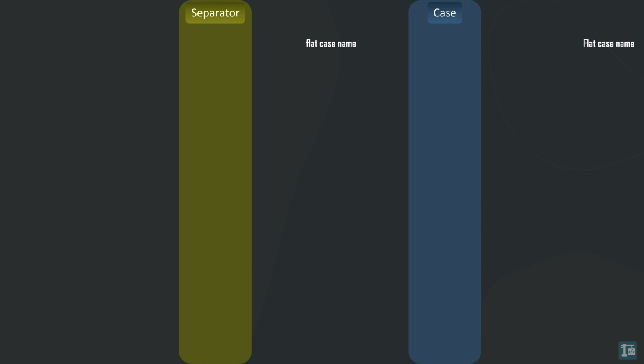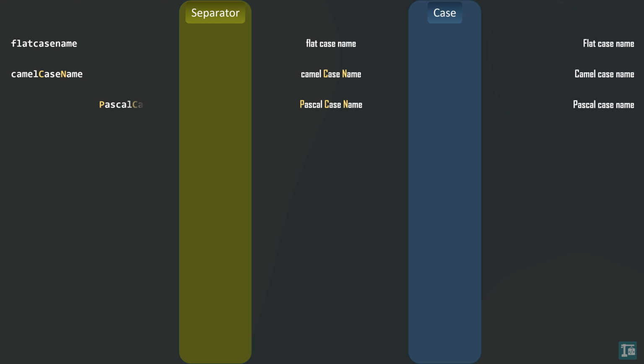Flat case. Make sure all letters are lowercase with no separators. Rarely recommended due to poor readability. Camel case. The first word is lowercase, others start with uppercase. Pascal case. Every word starts with an uppercase letter. Uppercase. All uppercase with no separators. Rarely recommended for readability reasons.